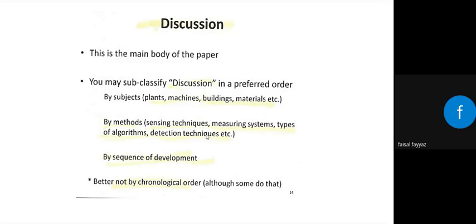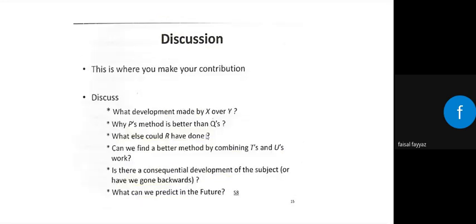Again, I am writing here: by method, sensing techniques, measuring system, types of algorithm. So you can write down all the detail. Better not by chronological order, although some do that. There are some people who do that, but you should avoid it. Never ever write in chronological order.